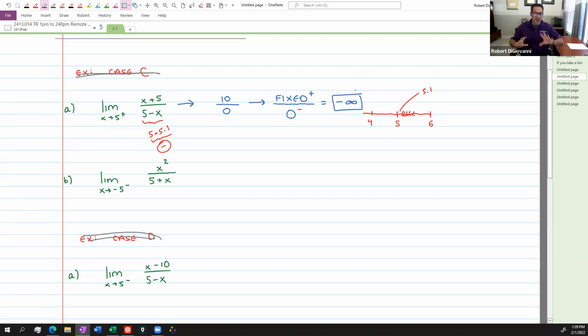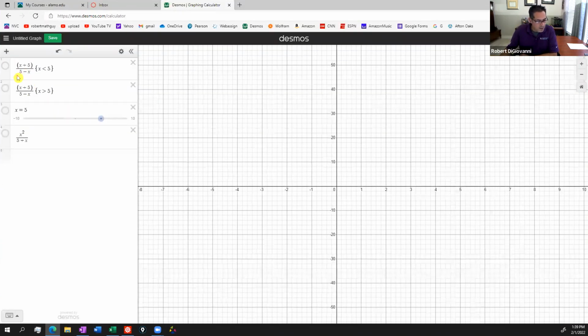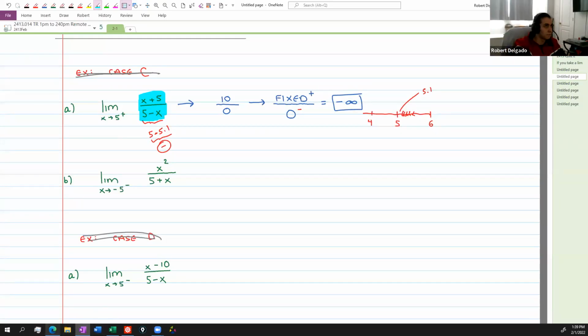Okay, I think we need to take a quick break here. Not break, but I want us to take a look at x plus 5 over 5 minus x. I'm going to graph that like a function. Let me see if I can find my graph. Yeah, this is it. I know you can't see it yet. Here it comes. All right. Wait a minute, what was it? X plus 5 over 5 minus x. And we were approaching 5 from which side? Was it the right? Yes. Okay. So here's what we got.